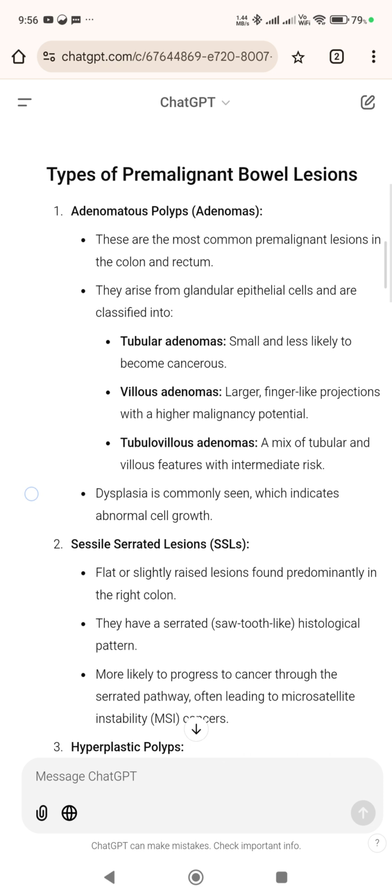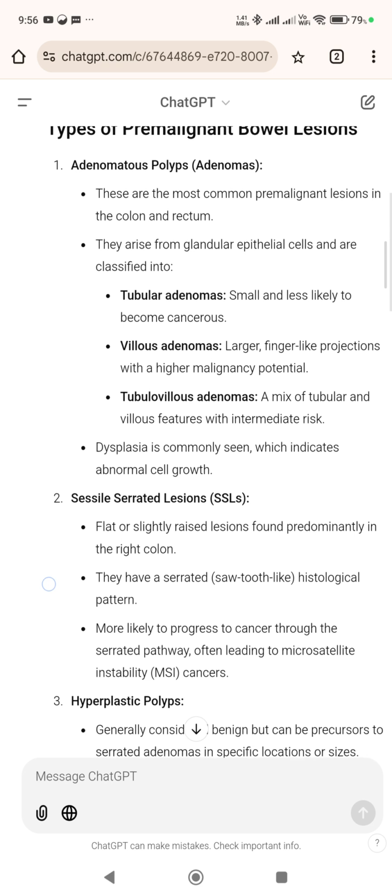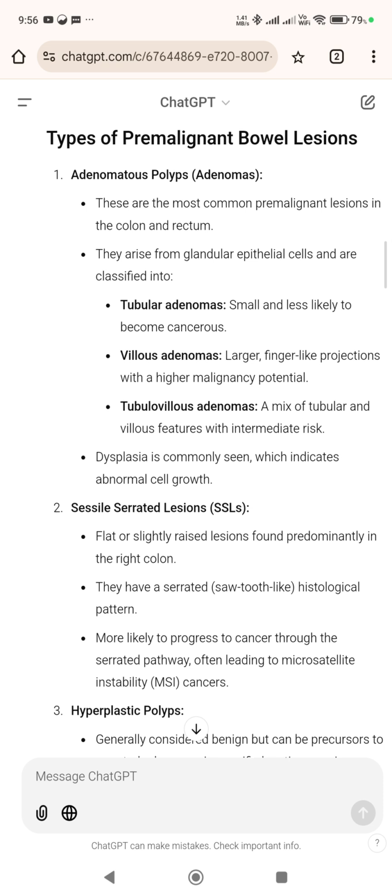Types of premalignant bowel lesions. 1. Adenomatous polyps, adenomas. These are the most common premalignant lesions in the colon and rectum. They arise from glandular epithelial cells and are classified into tubular adenomas, small and less likely to become cancerous; villous adenomas, larger, finger-like projections with a higher malignancy potential; tubulovillous adenomas, a mix of tubular and villous features with intermediate risk. Dysplasia is commonly seen, which indicates abnormal cell growth.